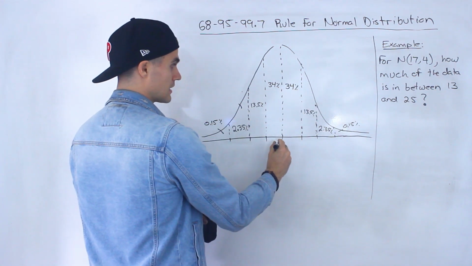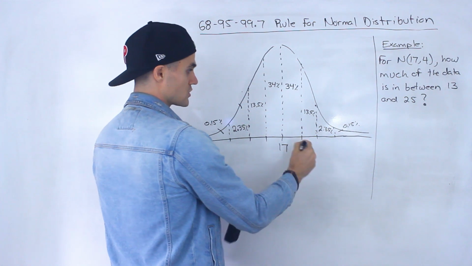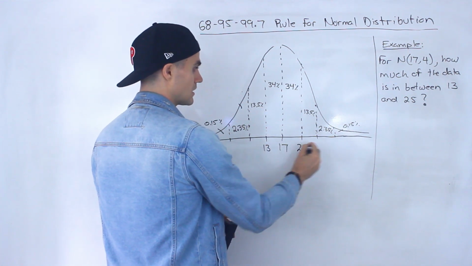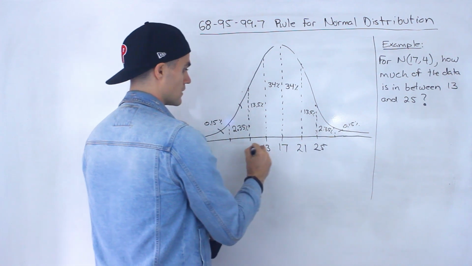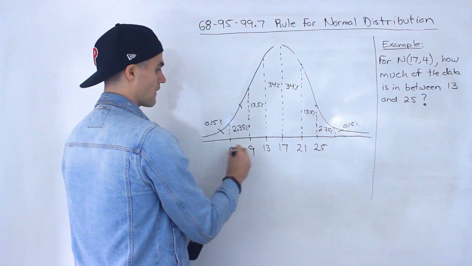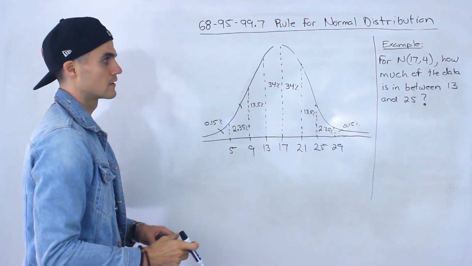So the mean is 17, so that's in the middle. And then the standard deviation is 4. So we know this is going to be 21. This is going to be 13. This is going to be 25. This is going to be 9. And then we're going to have 5, 29, like that.